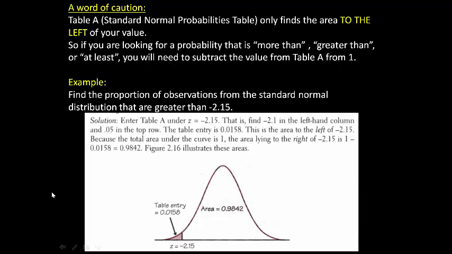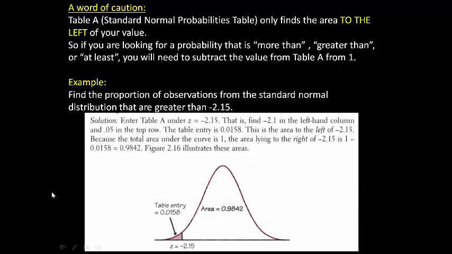So Table A, that's the standard normal probability table, we'll just call it Table A, only finds the area to the left. So we have to be very careful. If you're looking for a probability that's more than, greater than, or at least, you'll need to subtract that value from 1. Why 1? Because underneath the curve is 100% or 1 of our population or our sample that we seem to be measuring. So look at this next example.